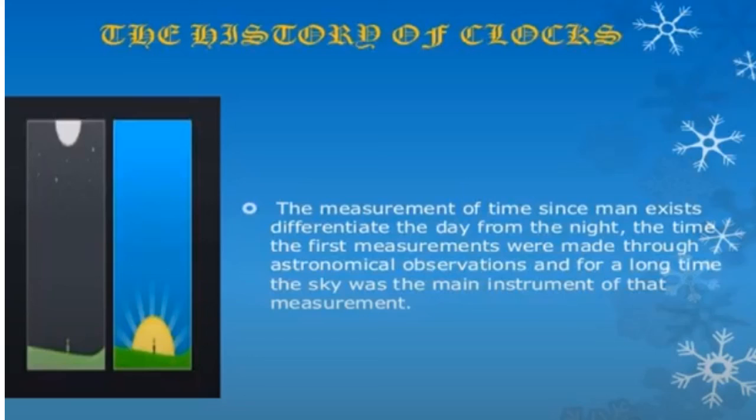But afterwards men started to think that we need to know an accurate time, and we need to discover or invent something that tells us accurate time. So they started to invent different instruments to measure time.